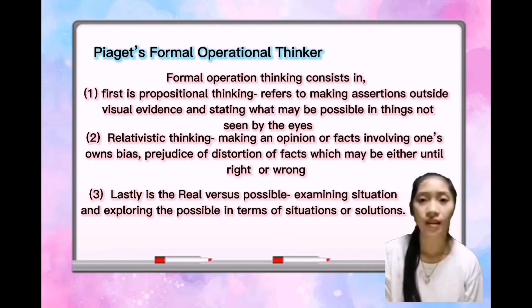First is propositional thinking. It refers to making assertions outside visual evidence and stating what may be possible in things not seen by the eyes. For example, whether an unseen object is red or green, big or small, flat or round.